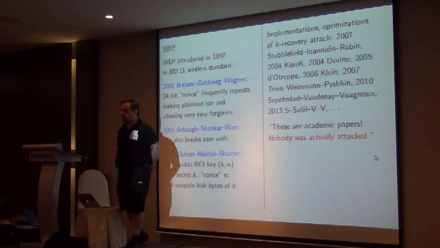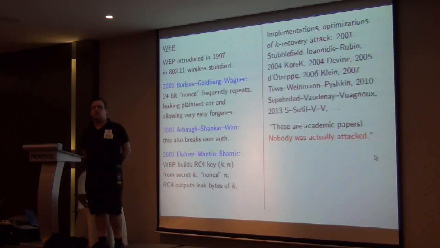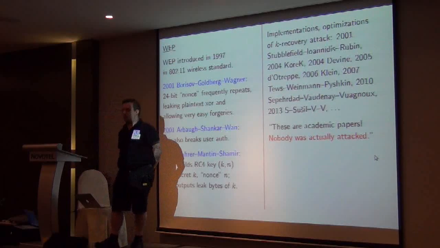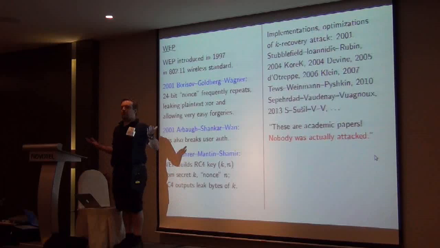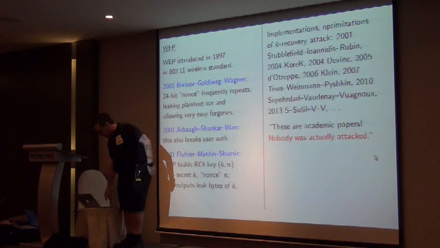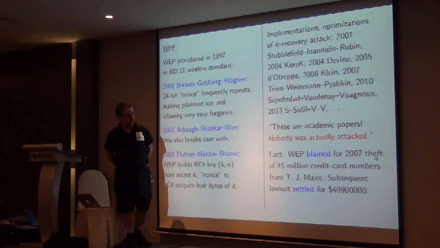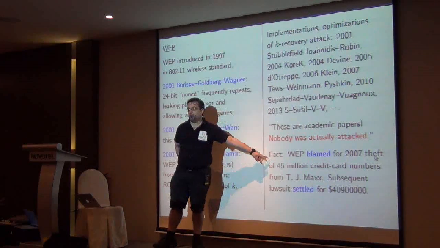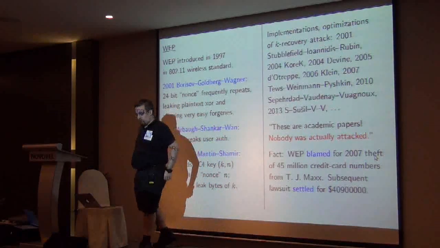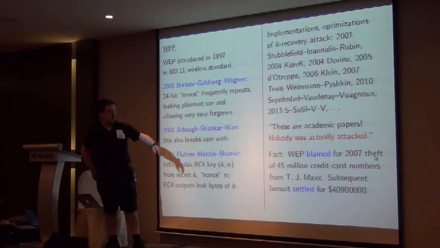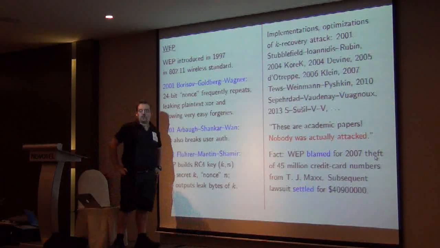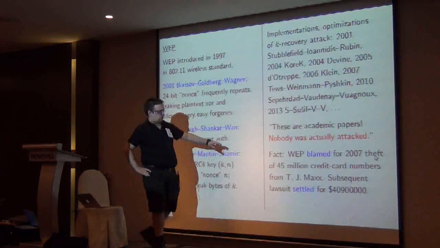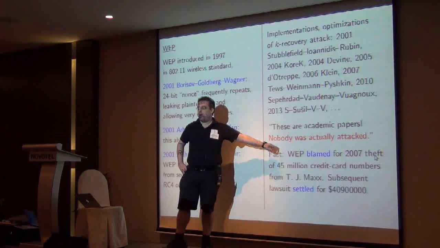Now, some people look at this and say, okay, you're pointing to a bunch of academic papers. And sure, WEP is still used in the real world, and it's weak. The academic papers do say that. But come on, who's actually being attacked? Well, here's an example of somebody being attacked. Some attackers stole 45 million credit card numbers and a bunch of other personally identifiable information from an American company, TJ Maxx, by, first of all, breaking into the internal network, which was protected with WEP.